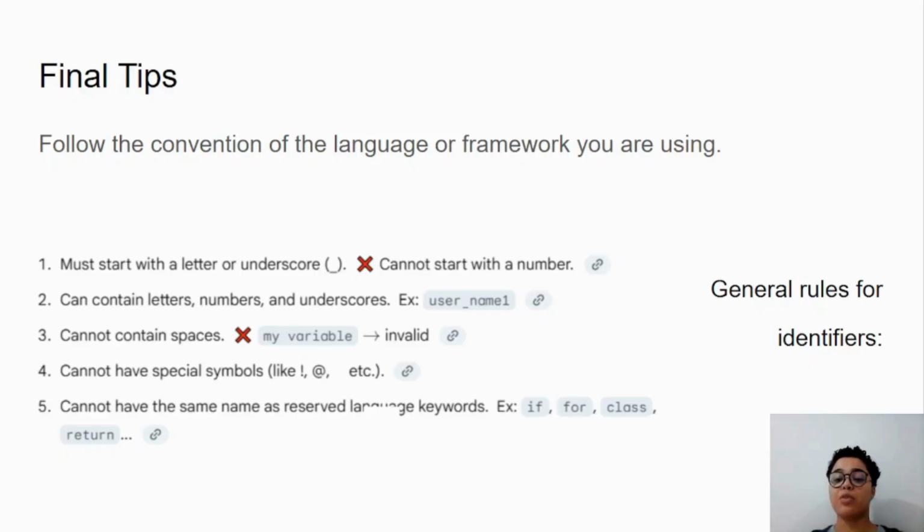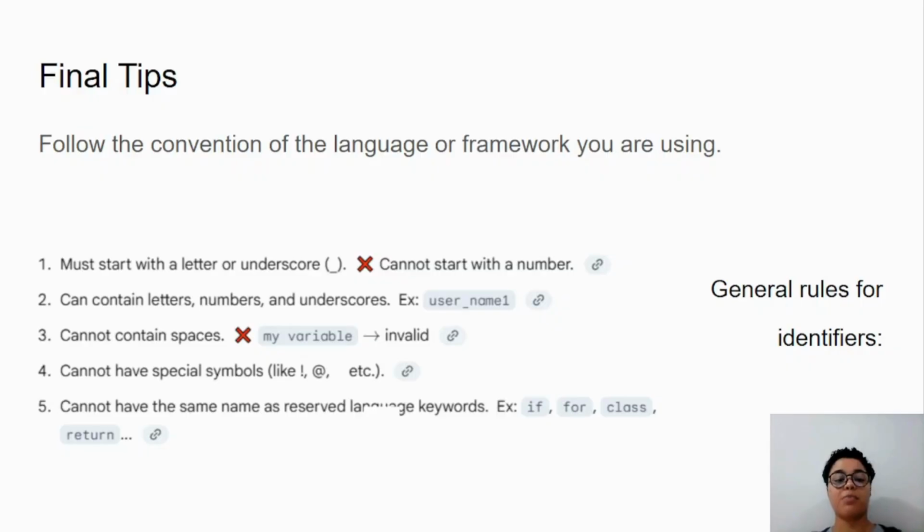So, general rules for identifiers. At first, must start with a letter or underscore. Cannot start with a number. 2. Can contain letters, numbers, and underscores. For example, user_name1. 3. Cannot contain spaces, as in "my variable".